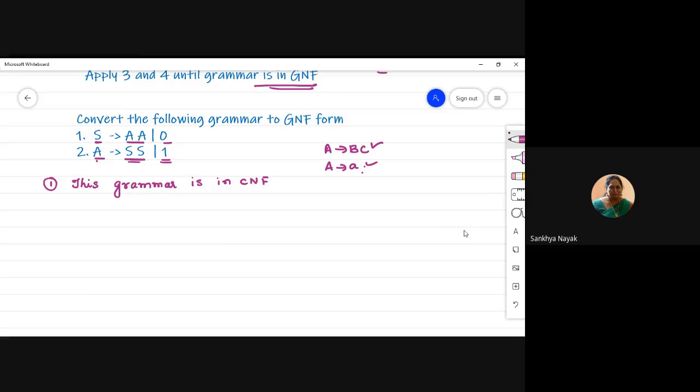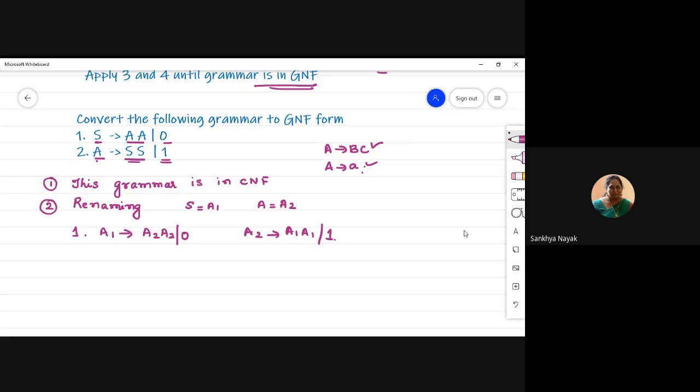So the first step is already complete. Let me move on to the second step, and the second step we talked about is renaming the variables. So how do we rename the variables? I will call S as A1. We have only two non-terminals here. I'll call S as A1 and I'll call A as A2. If I rename, then the productions become like this: A1 derives A2 A2 or 0, and A2 derives A1 A1 or 1. So we have renamed it.